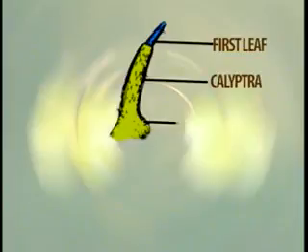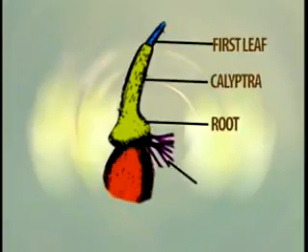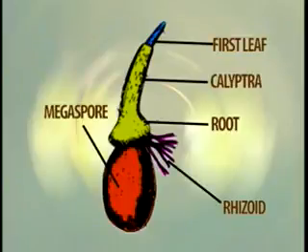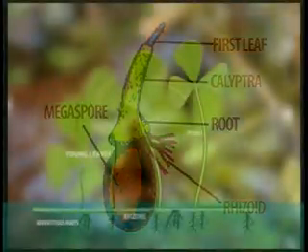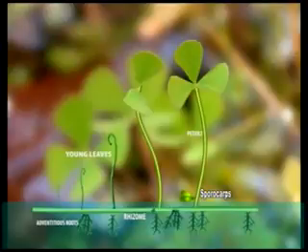The calyptra is greenish in color. A large number of rhizoids may develop from the base of the calyptra. The embryo gives rise to a young seedling that penetrates through the calyptra and grows into a complete sporophytic plant.